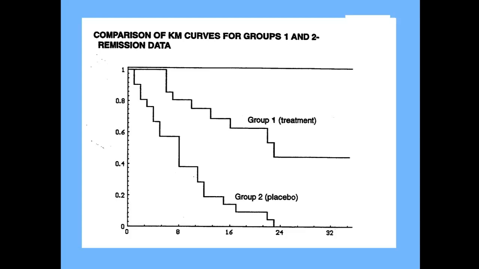You want to test the hypothesis. What hypothesis would you want to test? Whether there's a significant difference between what? The two survival curves taken together. That's what you want to test. The null hypothesis is that there's no significant difference between the two survival curves, taking all the data together.